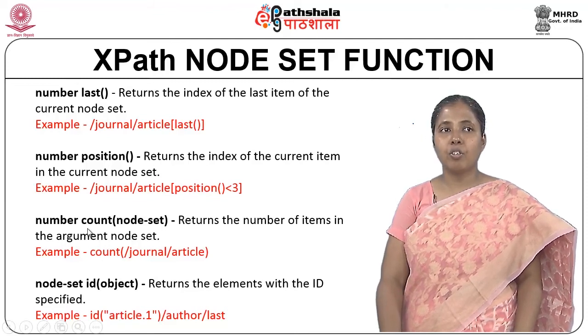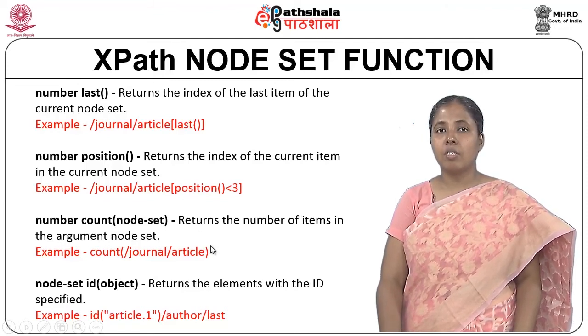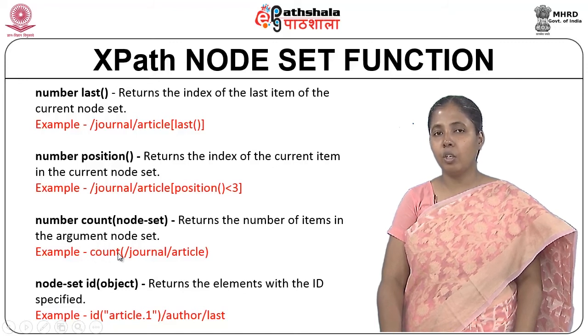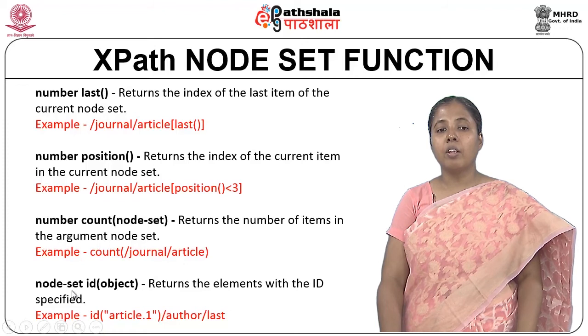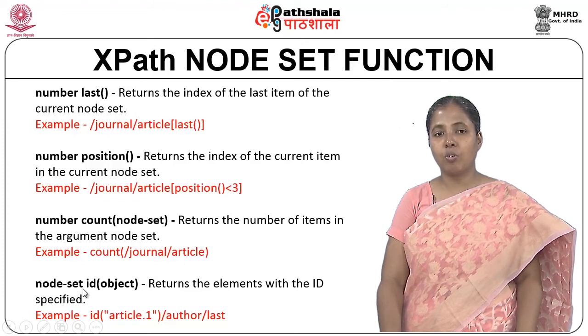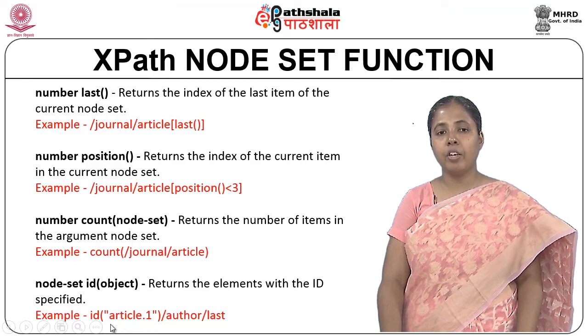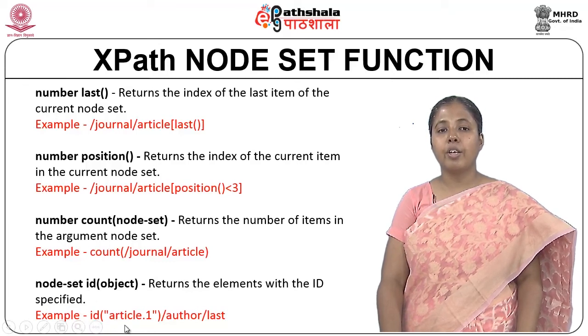Then we use a function called count. This returns the number of items in the current node set. We have seen in the previous slide an example for count. This counts the number of articles that come under this journal. And then there is a function called node set id, which returns the elements with the ID specified. An example is given here. The ID is specified as article 1 and the author and the last author on the node list.